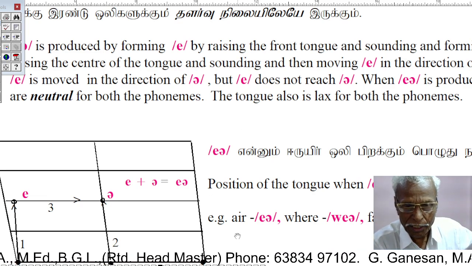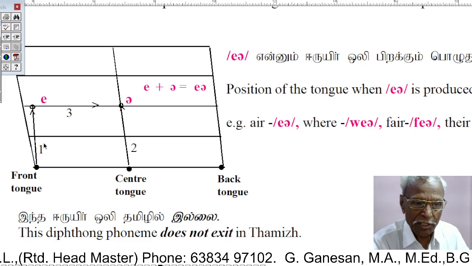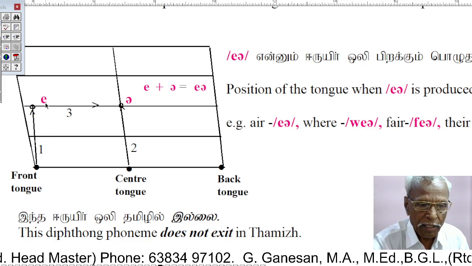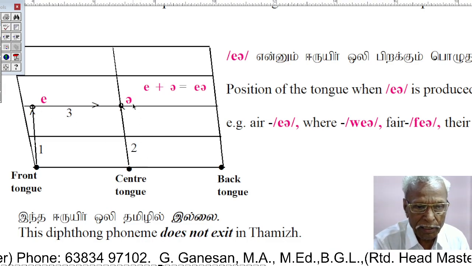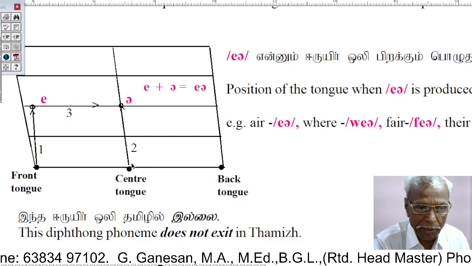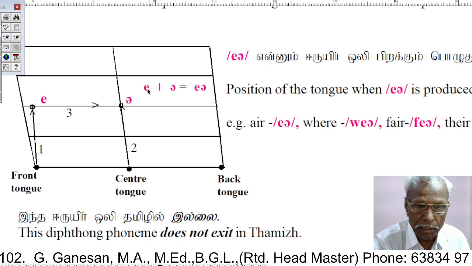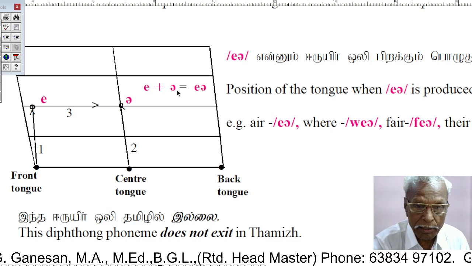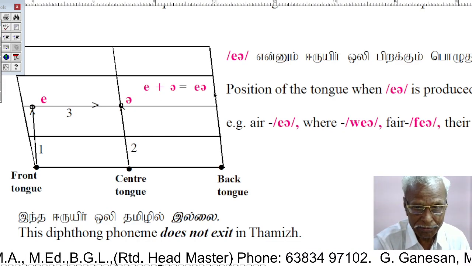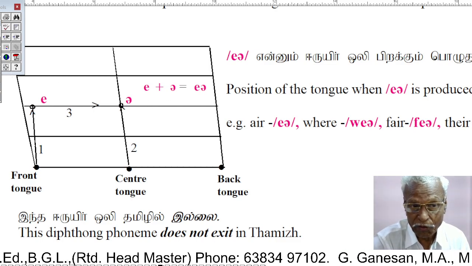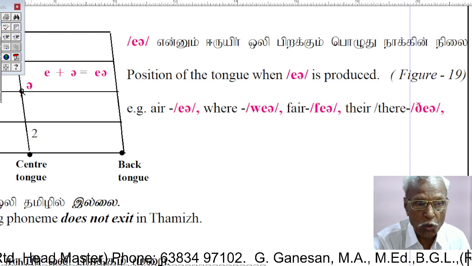Let us see. First, the first vowel is produced by raising the front tongue. Then the second is produced by raising the center of the tongue. Front tongue plus center of the tongue. This phoneme is not available in Tamil. Let us see the example.